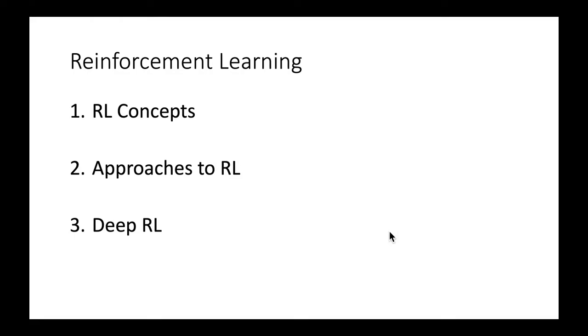And finally, the third part, which is quite interesting, but we will be touching upon it very briefly, is the combination of deep learning and reinforcement learning, and how in the recent few years there have been some very interesting results, especially in the area of game playing. That's Deep RL, which we will briefly touch upon.